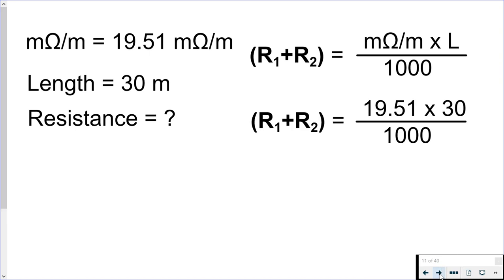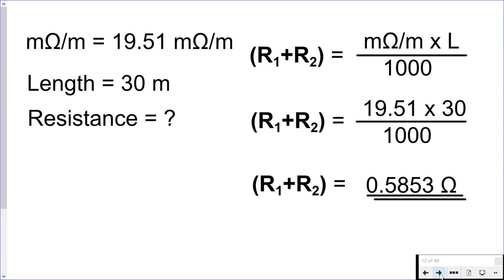So we take that 19.51, multiply it by that 30 metres, divide it by 1,000, and that gives us an expected R1 plus R2 value of 0.5853. Remember, your meter will show 0.59 because it only goes to 2 decimal places for the low resistance ohmmeter.